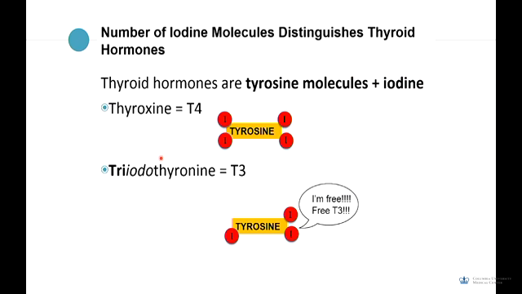So what are thyroid hormones? The main hormones are T4 and T3. T4 is thyroxine and has 4 iodine molecules on it. T3 is triiodothyronine and has 3 iodine molecules on it. I like to picture T3 saying, I'm free T3, because free T3 is the physiologically active form of thyroid hormone.